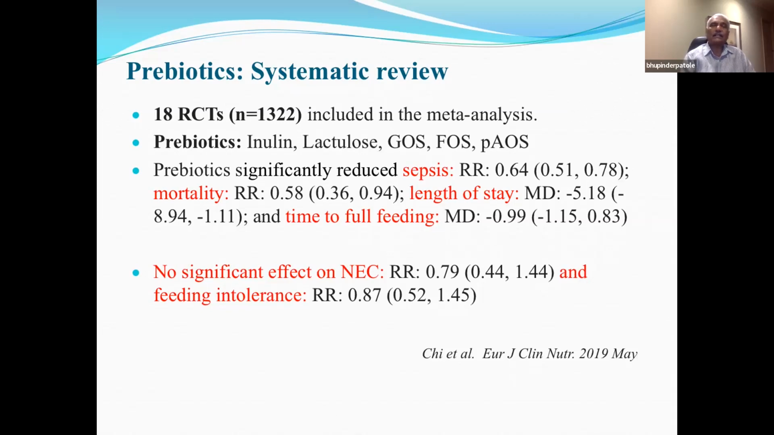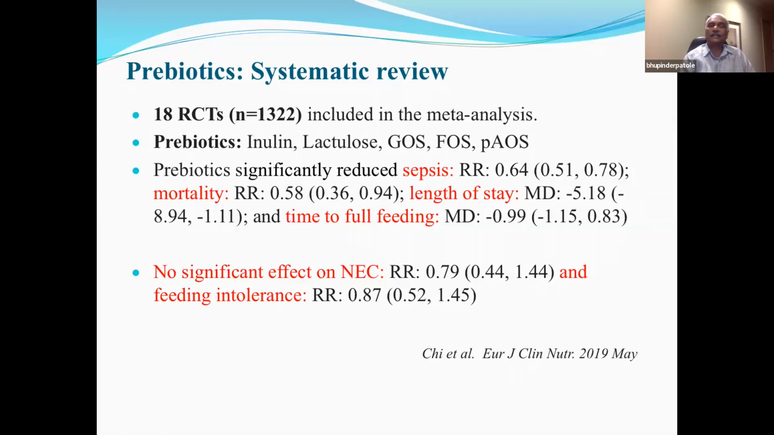Most of the prebiotics in the literature are inulin, lactulose, galactose and fructose oligosaccharides, and the pectin-derived acidic oligosaccharides. You could see that prebiotics significantly reduce late onset hospital-acquired sepsis, all-cause mortality, length of stay, and time to full feed. But they had no significant effect on NEC because the confidence interval contains 1.44, and obviously some vague entity like feeding intolerance.